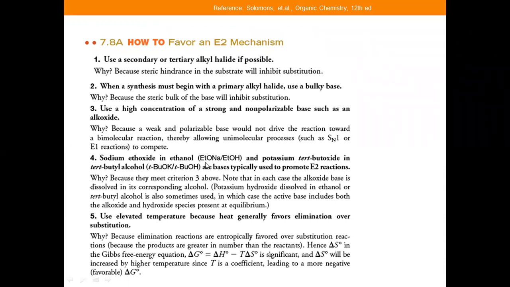If you notice in our example, we use a tert-butoxide, we use the ethoxide. The reason why we use these is because they follow the 1, 2, 3 criteria to favor the E2 mechanism. And then of course, at an elevated temperature, we also favor the elimination reaction.